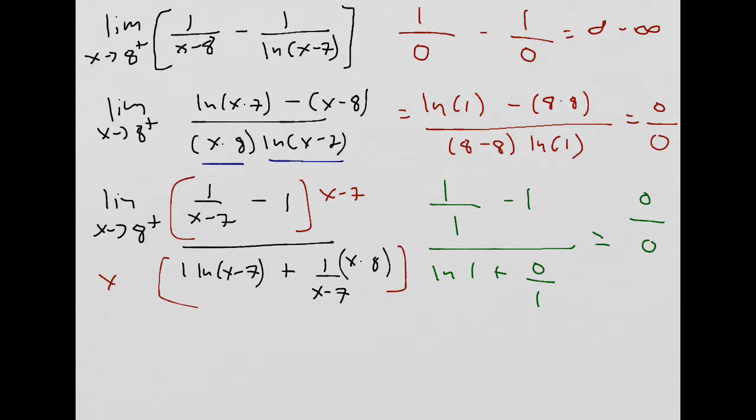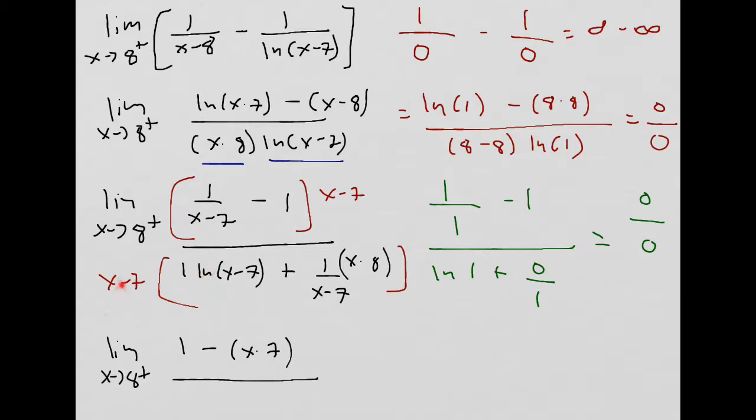So what happens when we do that? Once we multiply everything by x minus 7, you notice in this term, the x minus 7 cancels out. So we still get the limit as x approaches 8. We get the 1 minus x minus 7 on the numerator. Now what happens on the denominator?